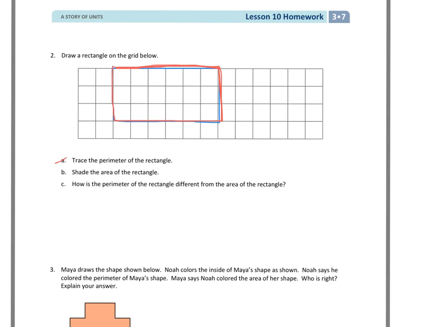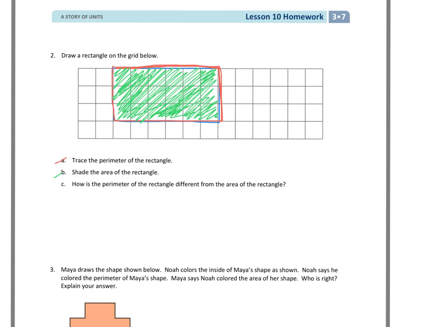So A is good. B says shade the area of the rectangle. I know the perimeter is the outside, the distance around it. Area is the measure of the inside. And we use square units for that. So it could be square inches, square feet, whatever units we're talking about, they're in square form.